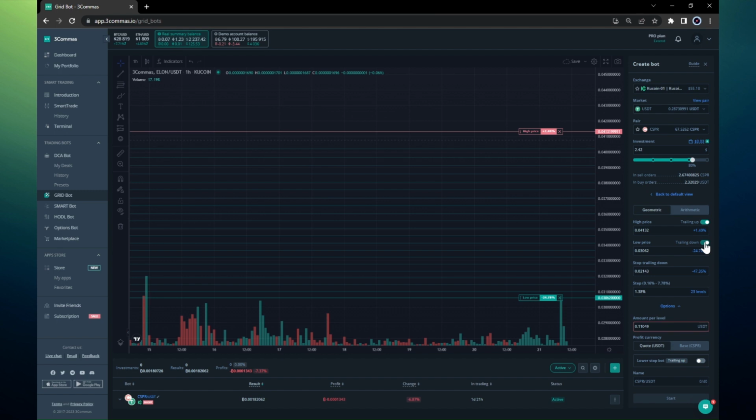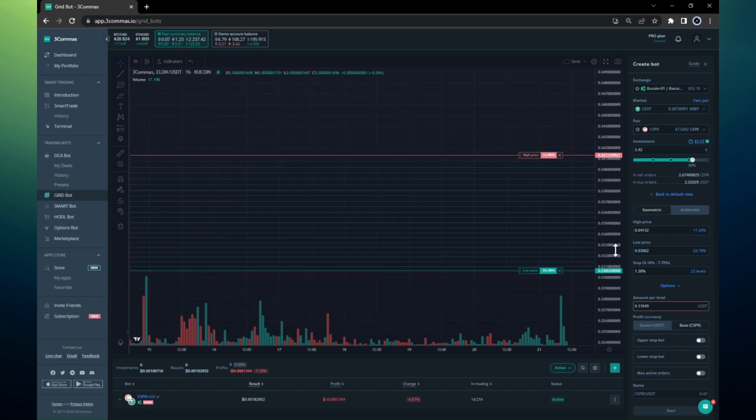But again, I wanted specifically to have base currency. And unfortunately, this option is now not available to me. So it's a bit of a limitation as I can see it. Maybe that's a feature that 3commas will release at some point of time.